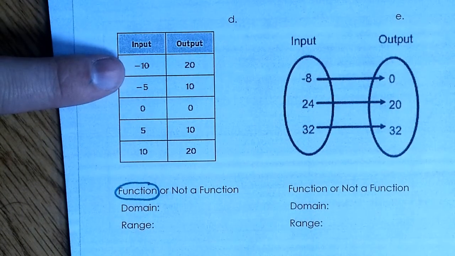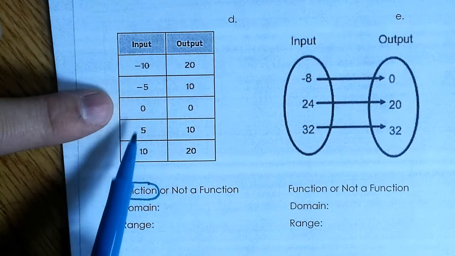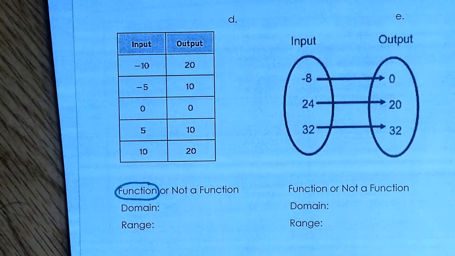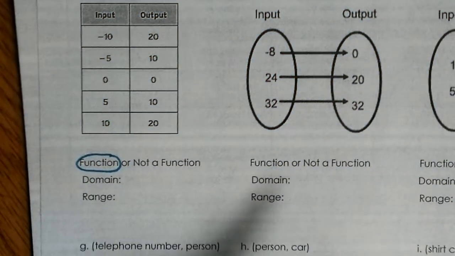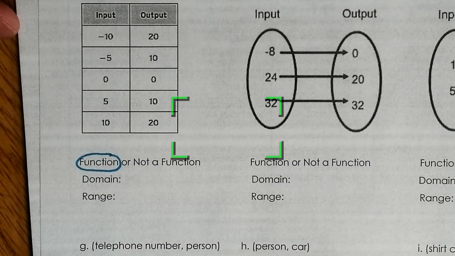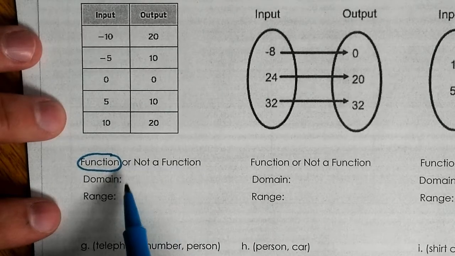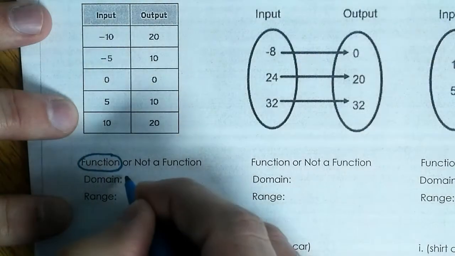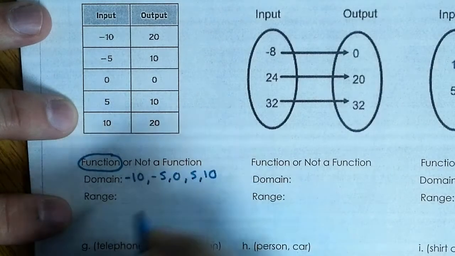Again, all of my inputs have to have at least one output. Notice none of my inputs repeat, do they? That's a good thing. That means it is a function. I know, Markel, did you get mixed up with the whole 10 shows up twice? Is that what got you? Yeah? And the zeros? So let's look at our domain then. Let's write down, what's our domain here? Excellent. What's our range here?